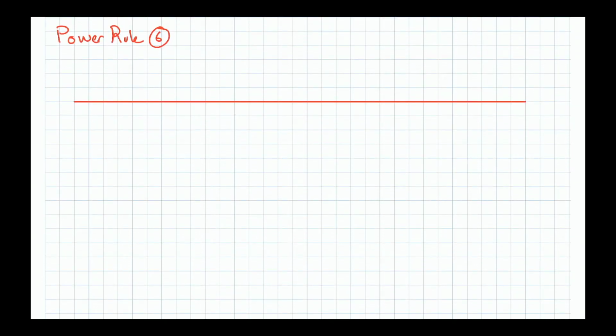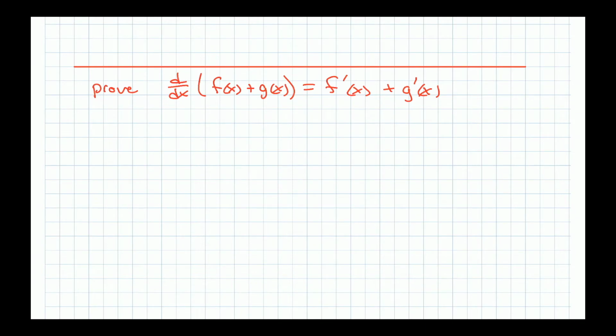Let's see. Prove that the derivative of f of x plus g of x is equal to f prime of x plus g prime of x. Okay, so how do you do that? How do we prove one of these rules? What you do to prove one of these rules is you're going to have to start with the definition of the derivative.